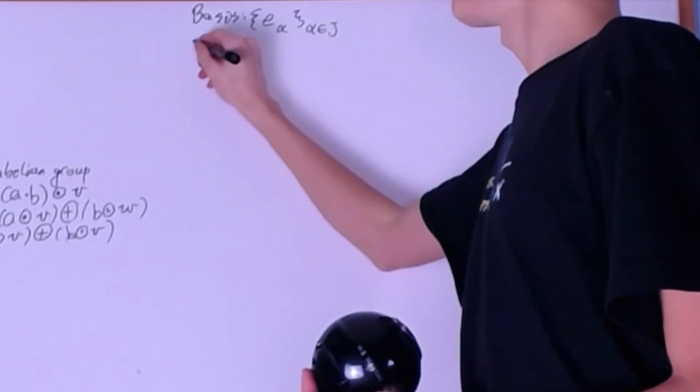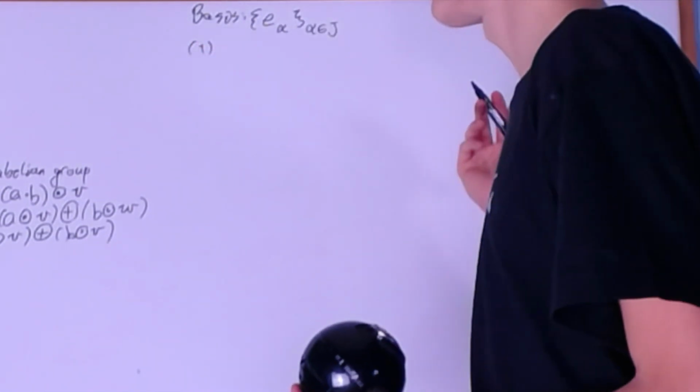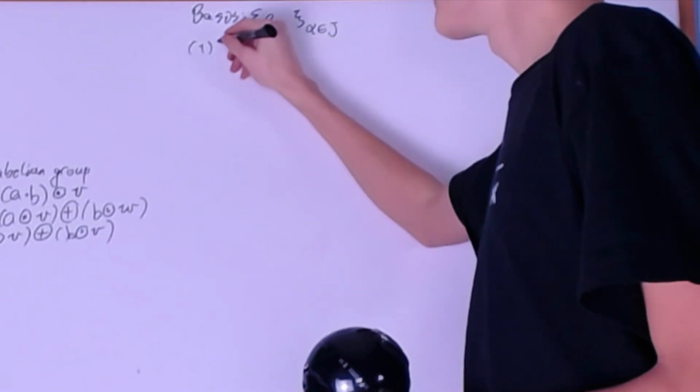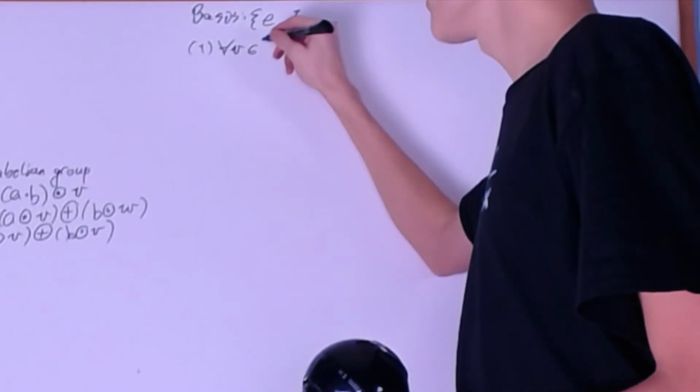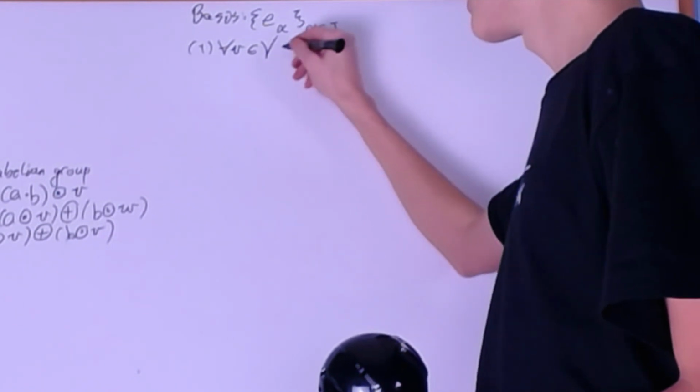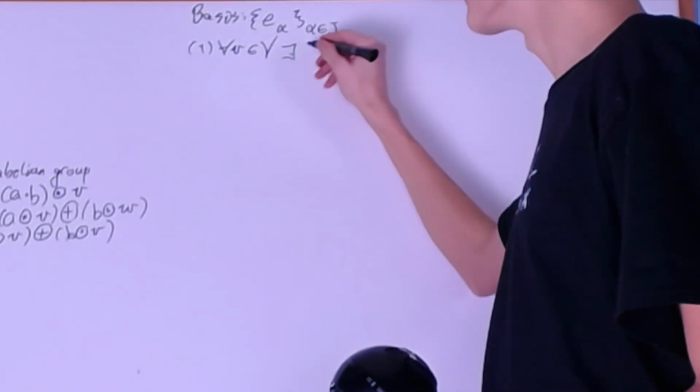So the first requirement for this collection is that it spans the entire vector space, which means that for every vector v in the vector space, there are two collections.